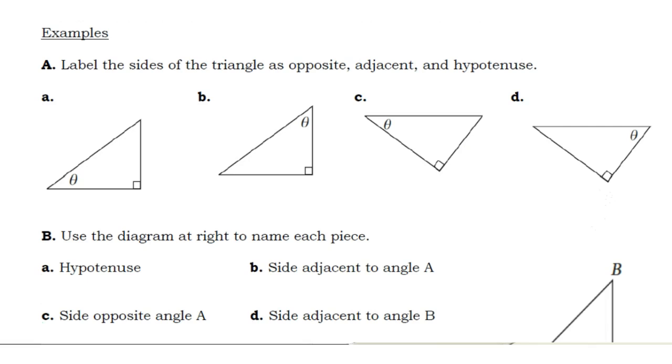Let's do a couple of examples. The first example says label the sides of the triangle as opposite, adjacent, and hypotenuse. So we're saying in relation to this angle, where are the opposite and the adjacent and the hypotenuse? Now the hypotenuse is the easiest. If you find the right angle, it's always right across. From this angle, we go to the other side of the triangle, that's the opposite, and the side right next to it, that's the adjacent.